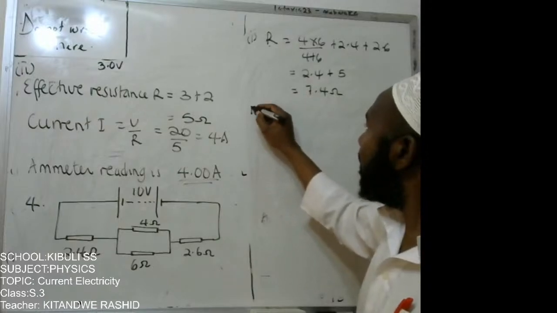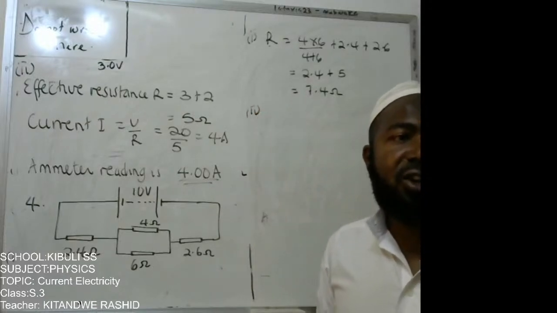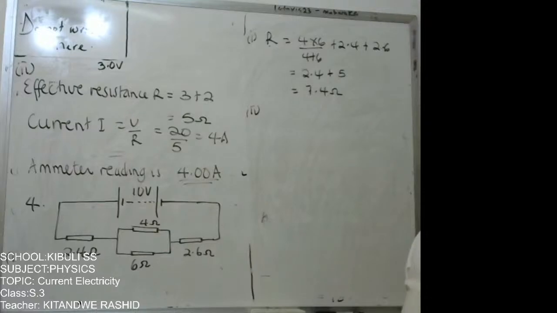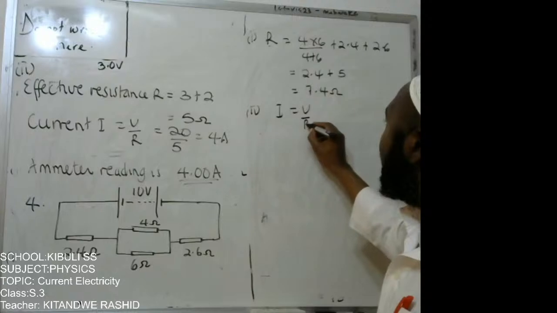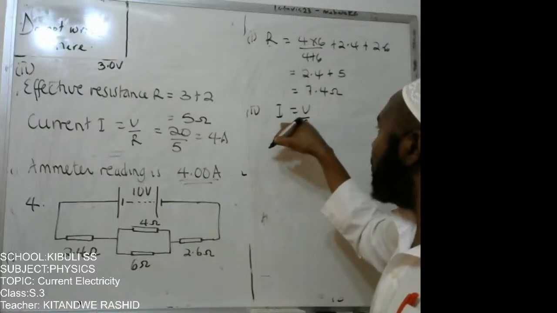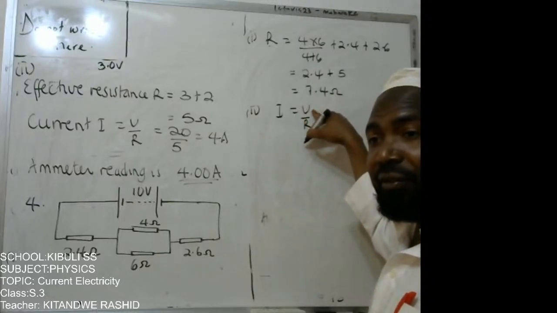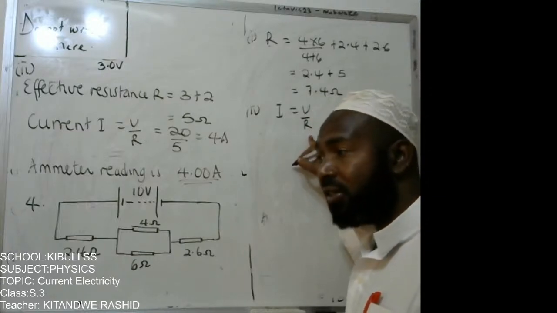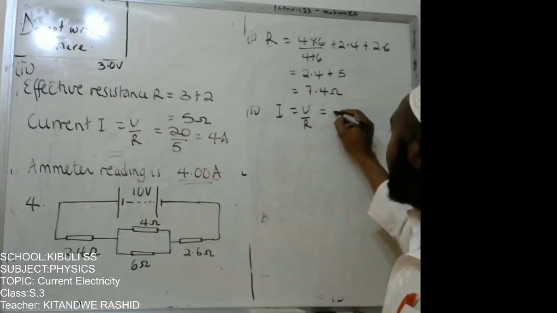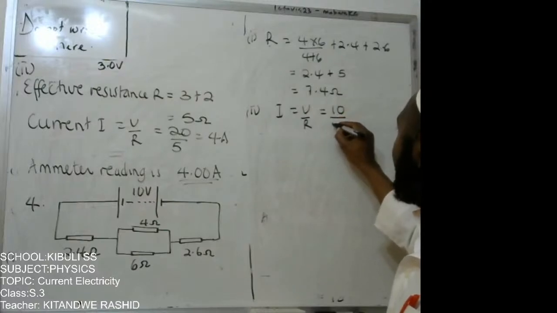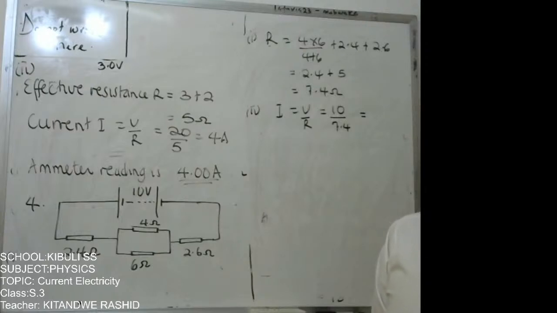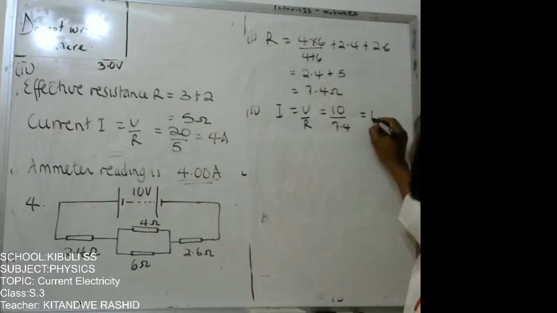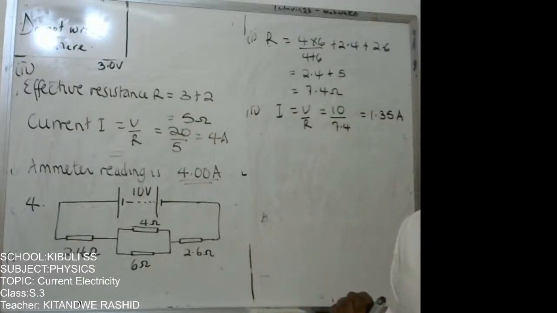Now, the second part of the question is to calculate the total current supplied by the battery. We use Ohm's law. I is equal to V over R. Since they're asking total current, we'll use total PD, which is EMF, over total resistance. And that one is going to be equal to 10 divided by 7.4. That one gives 1.35 amperes. That is the total current I.